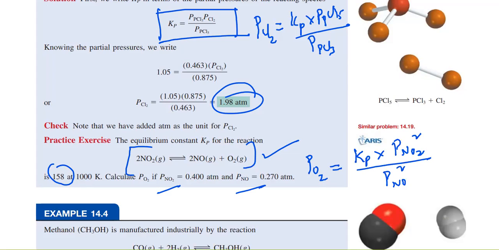So in this, we have to substitute these values. Kp value is 158 into partial pressure of NO2 given is 0.400 whole square, divided by partial pressure of NO given 0.270 whole square. Let us go for simplification and finalize it. Next.